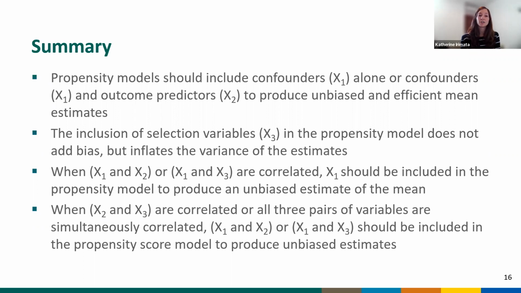In the case where you have correlation, it's important to see what covariates are correlated. So if it's the case that your confounders and your predictors, or your confounders and your selection variables, are correlated, then the confounder should be included in your propensity model in order to produce an unbiased estimate of the mean. And if you find that you have correlation between your selection variables and your predictors, or all of the variable pairs are correlated, then you're going to need to include the confounders as well as another type of variable. And so that could be your predictor variables or your selection variables. And so you'll need these pairs included in your propensity score model in order to produce unbiased estimates.